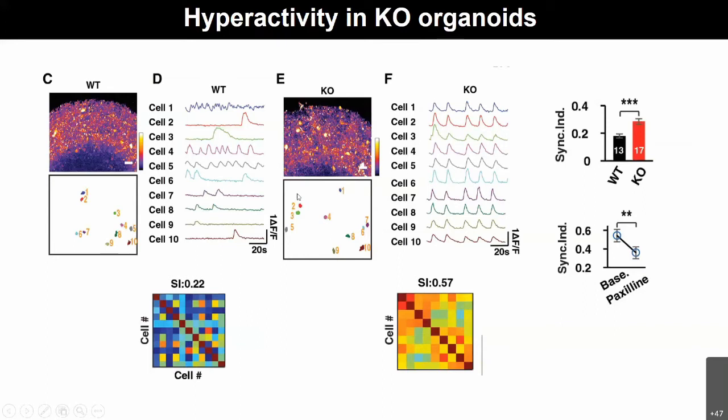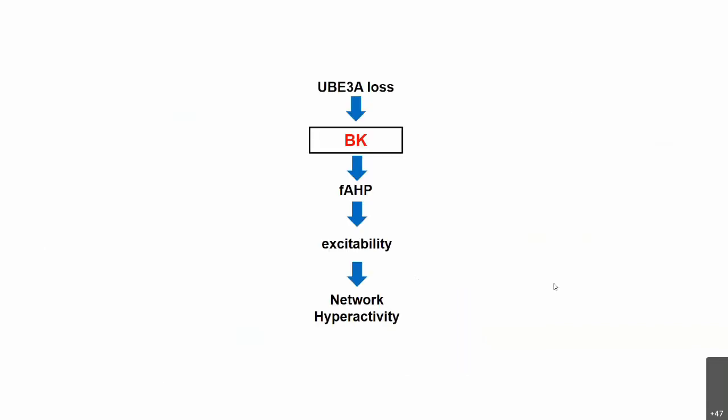So using 2-photon calcium imaging, we're able to show that what we call a synchrony index, which is the network level simultaneous firing of different neurons, is increased in the knockout as compared to the wild type. Again, highlighting the hyperactive network activity of the organoids. Okay, so this is what I showed you so far, leading to a network activity.